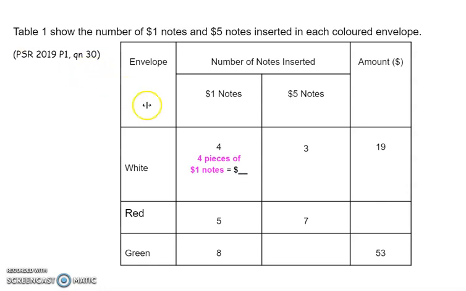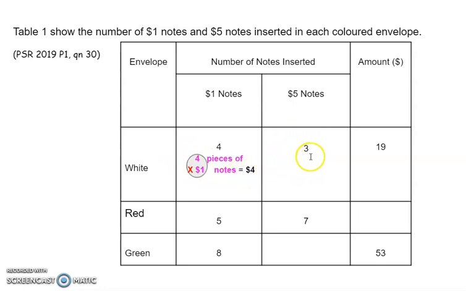Okay, let us look at this. When you have 4 pieces of $1 note, how much would you get? Right? Since we want the amount, we're going to work out the amount. So you can either say 1 plus 1 plus 1 plus 1, or you can just say 4 times 1 is equal to $4.